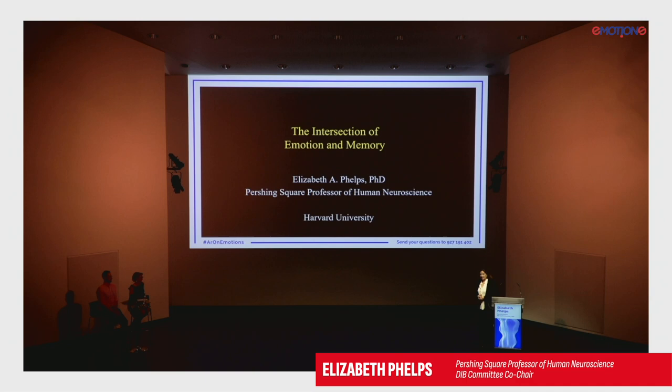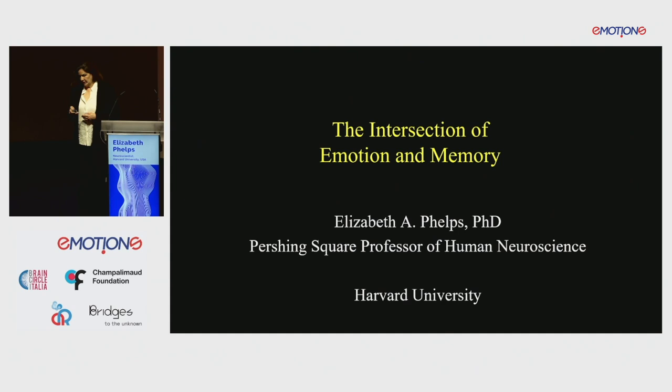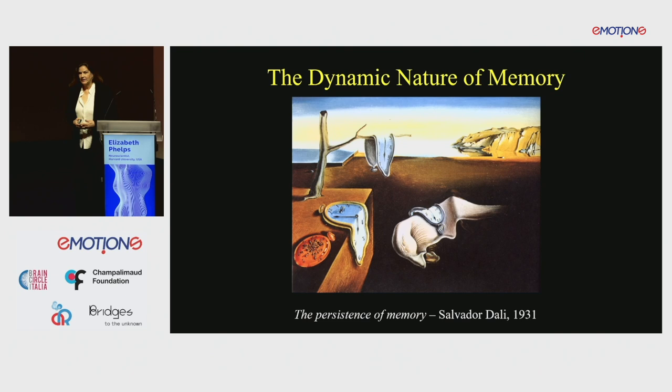I want to talk to you today about memory and what emotion does to memory. I focused my research on studying humans. But I'm going to start by showing you this piece of art, since we're talking about art tonight, and its relation to emotion. This is a painting by Salvador Dali in 1931 called The Persistence of Memory.